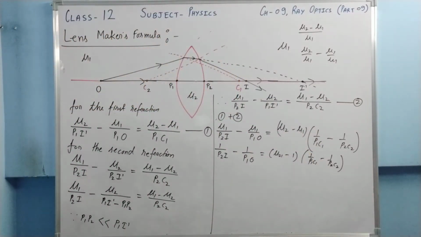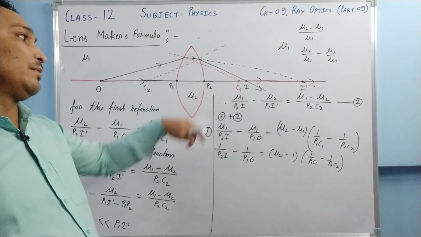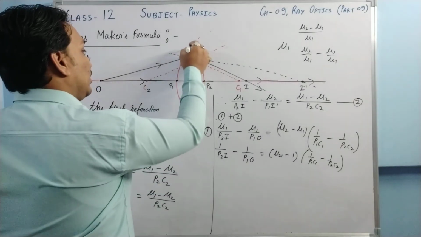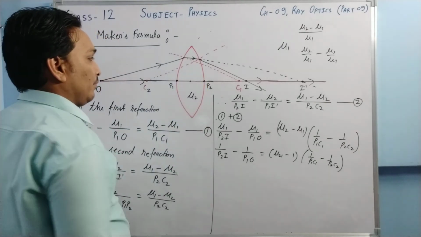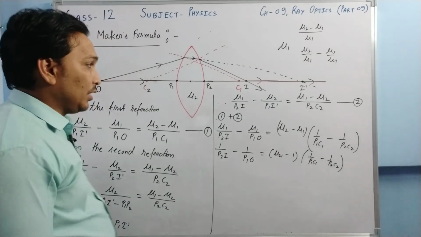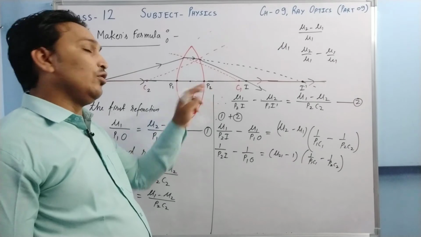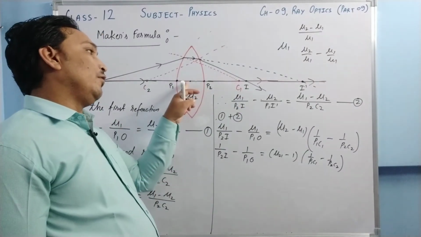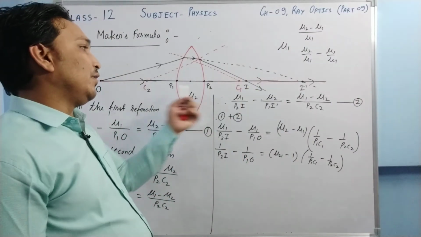Now just see, P2I is the final image distance, but it is from this surface. All the distances in case of lenses are measured from the optical center. Optical center for a convex lens is the midpoint. Since P1P2 is very small, the distance between P2 and this midpoint is also very small. So whether we measure it from P2 or from the optical center, they'll be approximately equal because the lens is very thin.